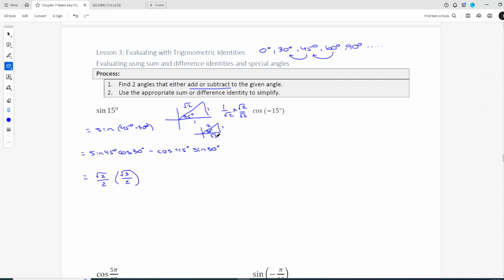Or some people are already doing x over r, whatever you do. Okay, now we're going to move to cos of 45. So we're going to go back to this triangle. We've got 1 over root 2, so root 2 over 2 again.